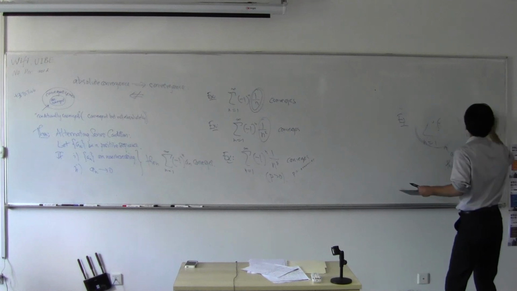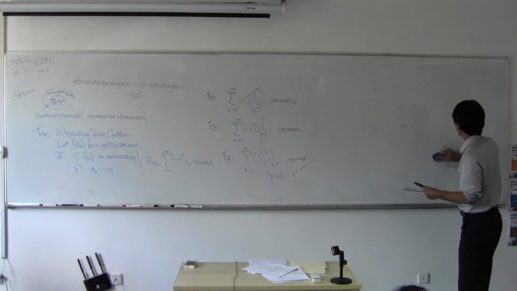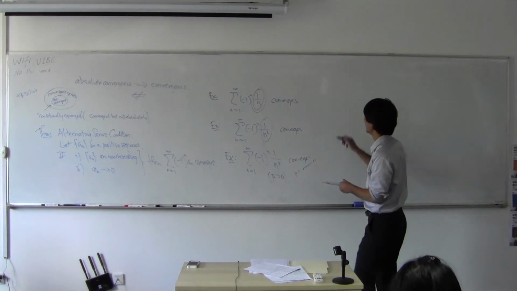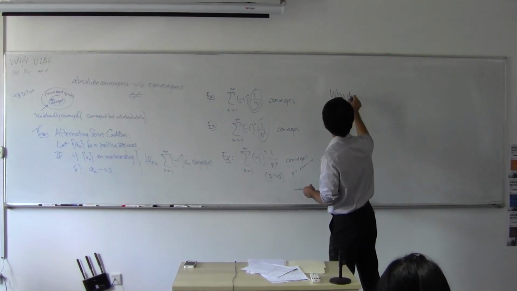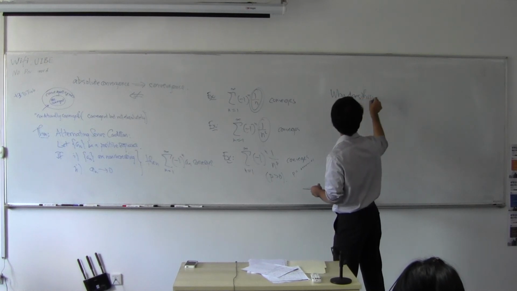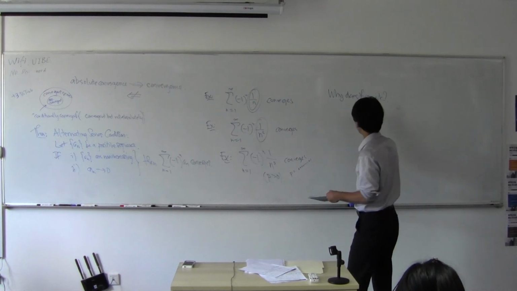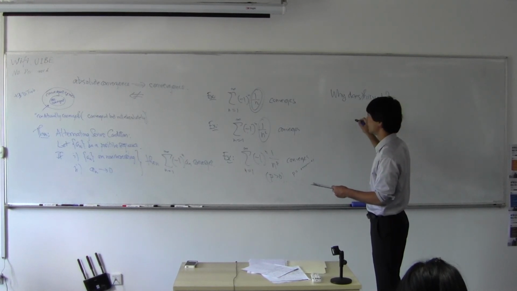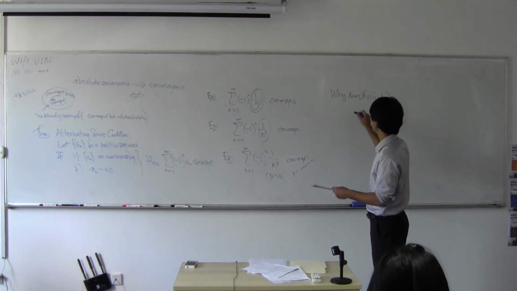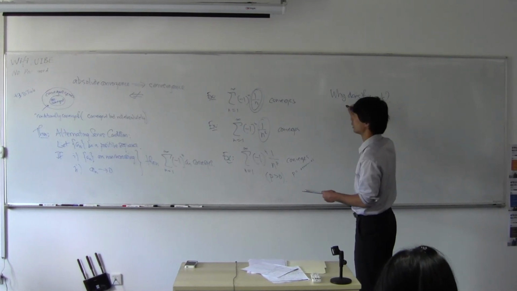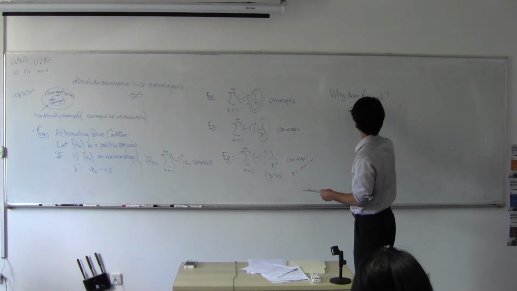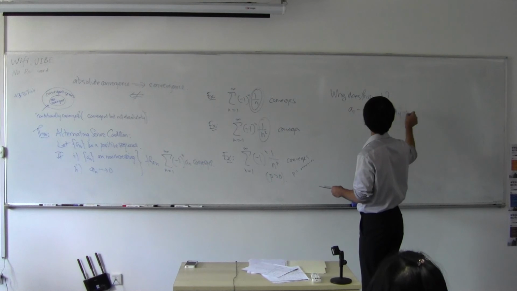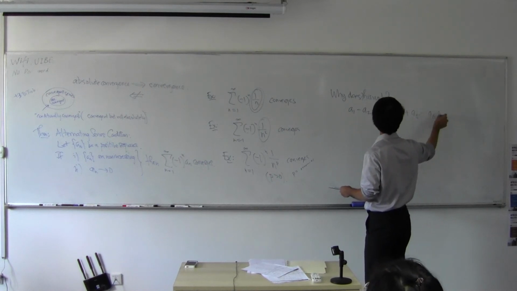So let me see if I can give you a sense of why this happens. Why does this work? Okay, so think like this. Let's say that our series is A1 minus A2 plus A3 minus A4 plus A5 minus A6 plus minus, etc., etc.